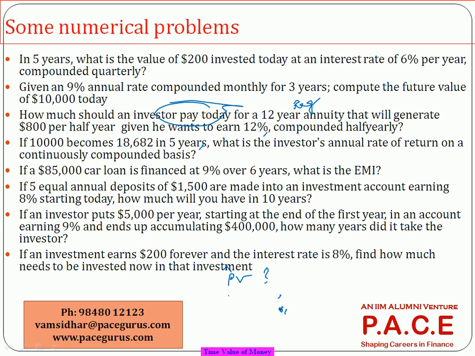Correct? What is given? PMT is plus 800, because it will give me 800 every 6 months. So because it is 6 months, all my I and N and everything should be with respect to 6 months. My I is 6%, because 12% is per year, 6% is per 6 months, and N is 24. 12 years, I have to convert them into 6 months and use them.